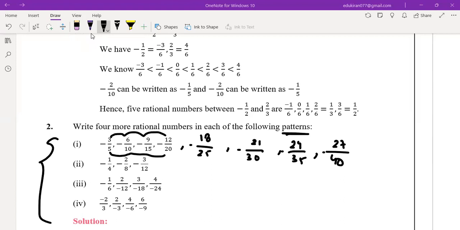Okay, so you will first note it down, and then the next ones, second, third, fourth, you people can do.